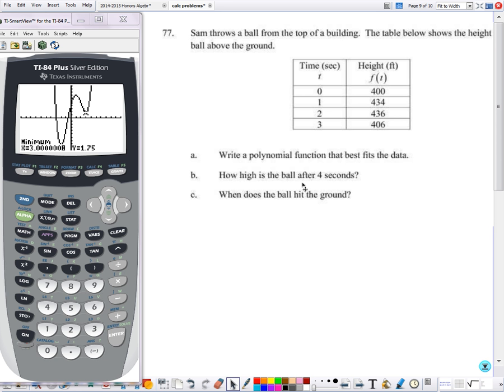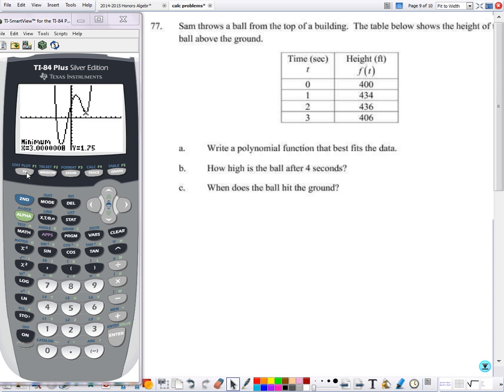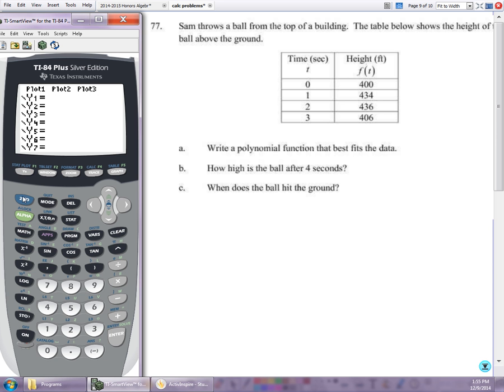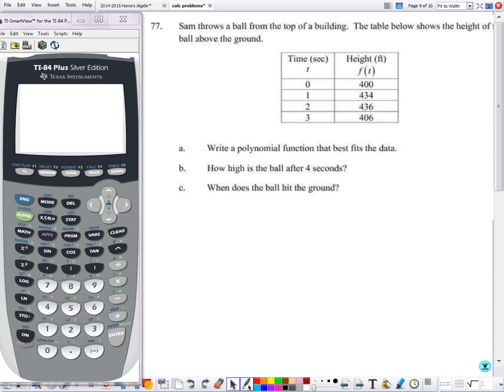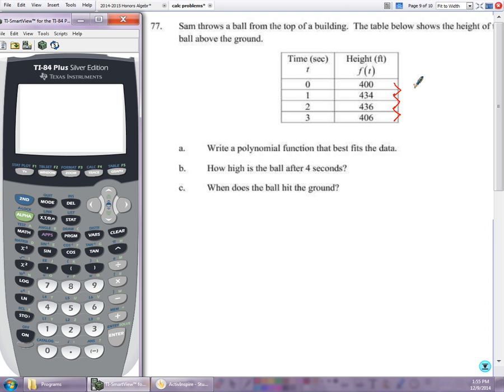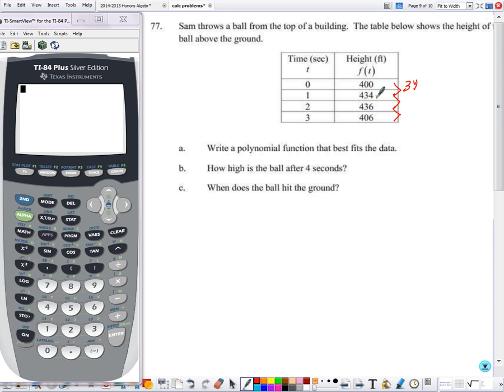Okay, so for 77, going to first have to find out what type of polynomial fits this data. So I have to do the regression. I have to subtract these values to see when I get a constant. So 434 minus 400 is 34. 436 minus 34. So those are not constant yet, so I'm going to subtract again. So 2 minus 34 is -32. -30 minus 2 is -32.